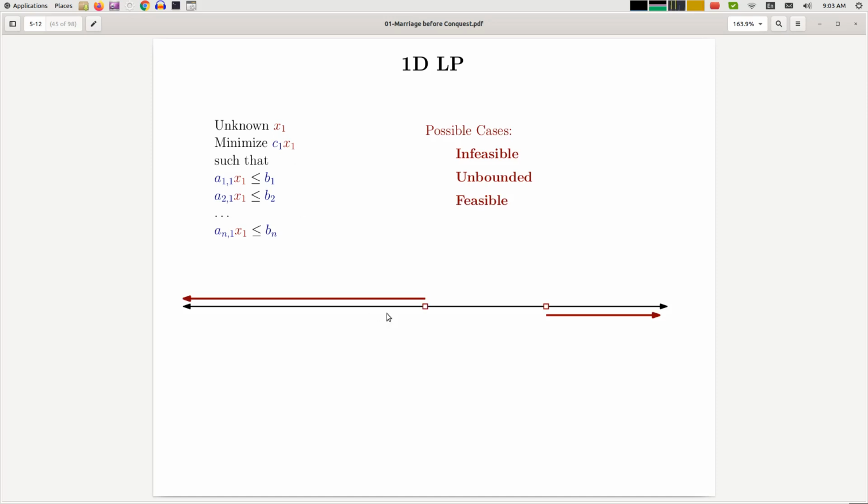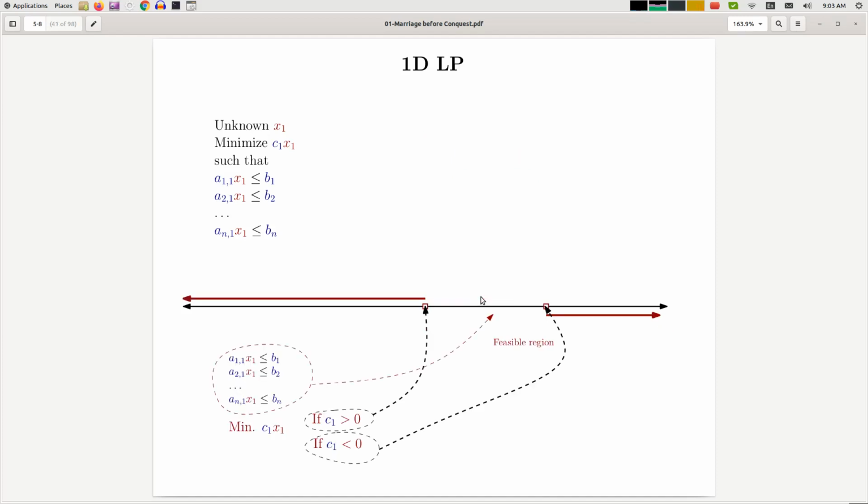It could be feasible, and that's the normal case that we discussed. And feasible has a special case, a degenerate solution, in which case c1 is 0. In other words, every point inside this region is a potential value that minimizes the function c1 times x1. So what is the running time of this algorithm? This algorithm is linear because the only thing we need to figure out is essentially take the maximum and the minimum of a bunch of values.